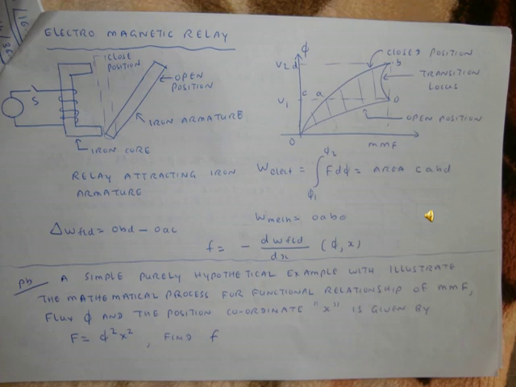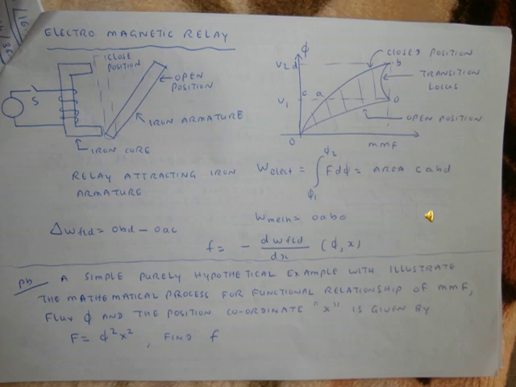Therefore the total electric field energy is W_fld equal to the integration from phi 1 to phi 2 of F d phi. That will be the area of CABD. The mechanical energy is the area OABO. So delta W_fld equals OBD minus OAC. So the force is equal to minus dW_fld divided by dx. That will be a function of phi and x. So this is the magnetic relay, and based on this principle we resolve the problem.